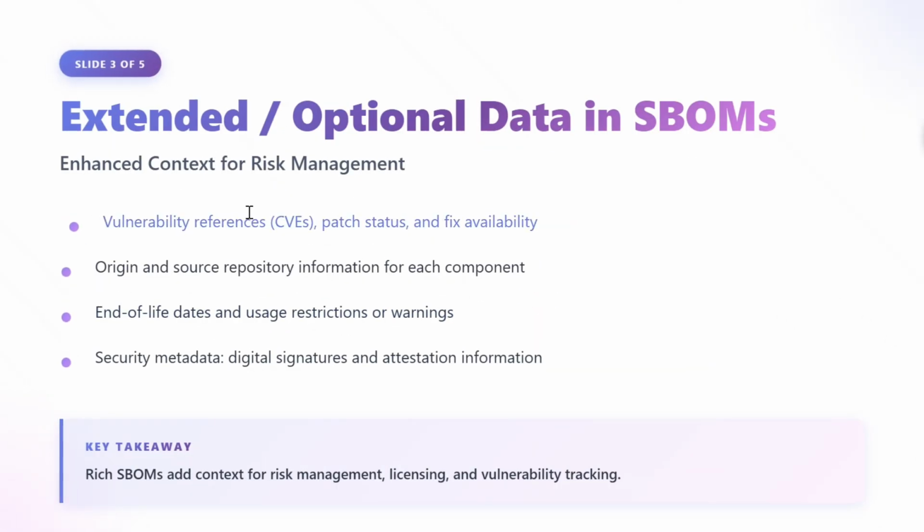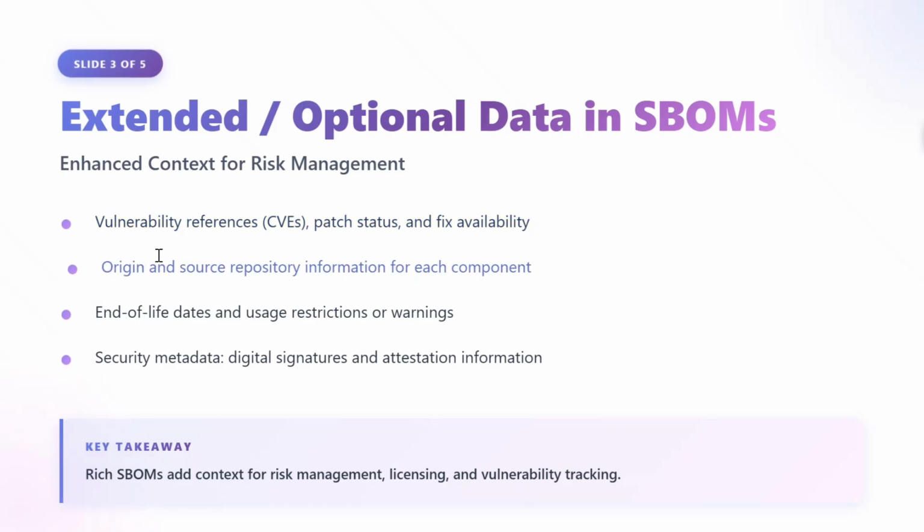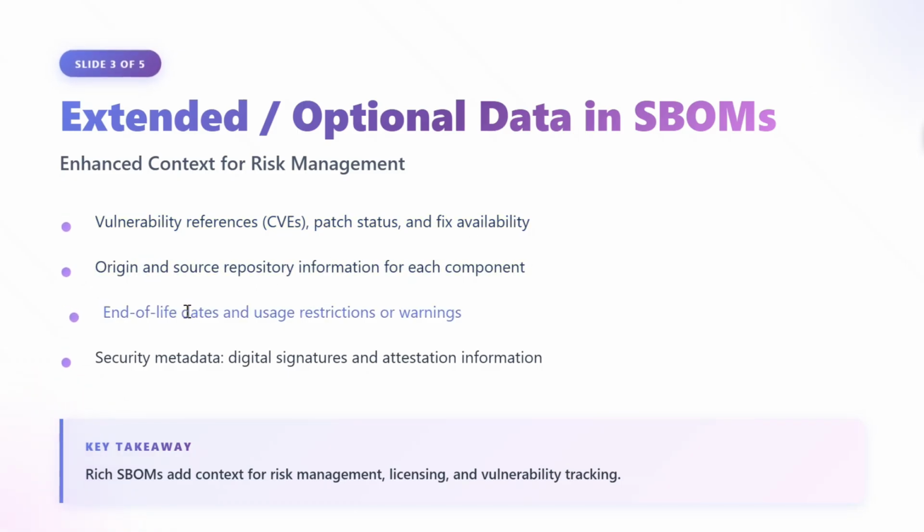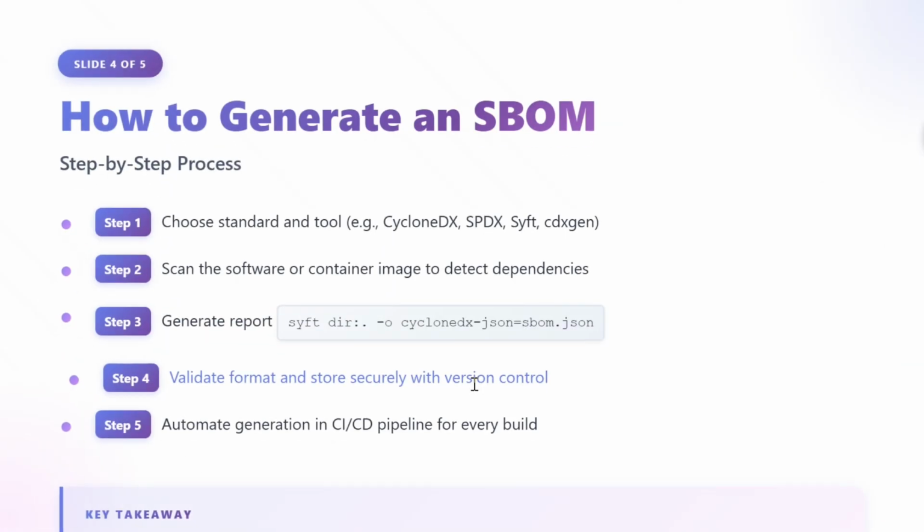And then these are some additional data fields in the SBOM: CVE, vulnerability, patch status, fix availability, origin, where it originated, when it was released, when it is going to expire, end of life, and some metadata. And this is how exactly we need to generate an SBOM, as we have seen the SCA generation workflow.